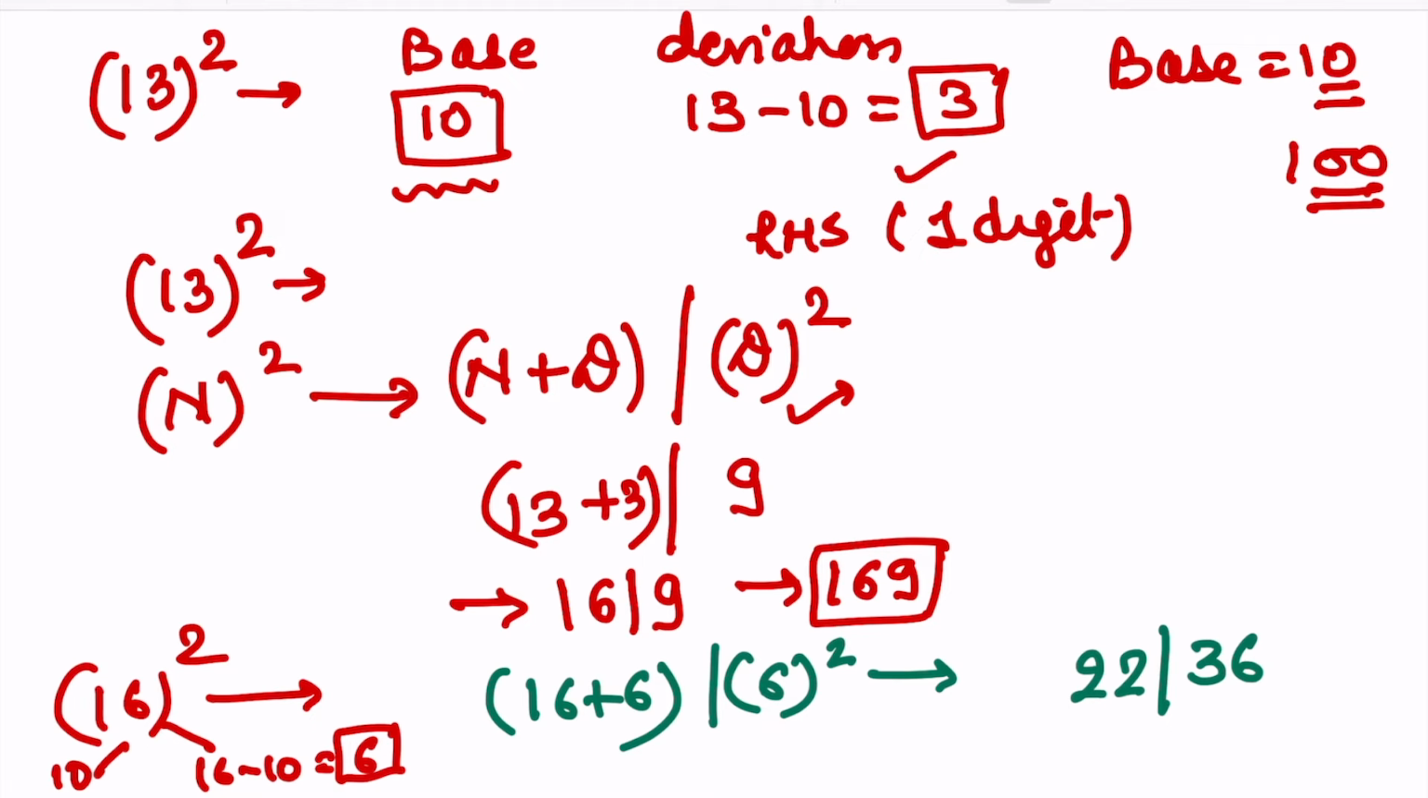But I told you, since the base is 10, a single digit, I have to keep only one unit or one digit at this place. So I'll keep 6 here and carry forward 3. So the answer will become 256. So you have to look whether the base has a single digit or 1 0 or 2 0, then accordingly you have to carry forward the number.